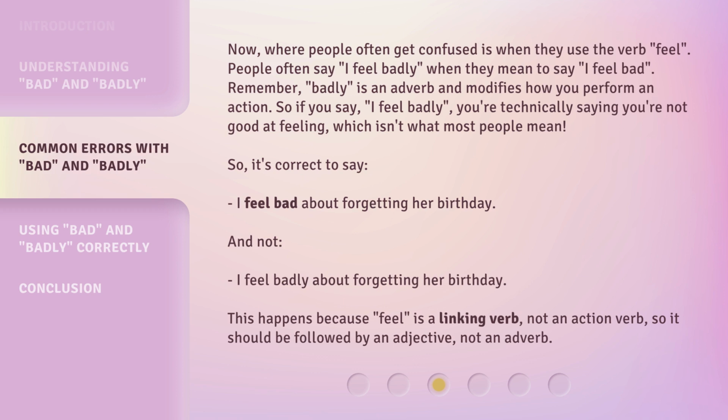Now, where people often get confused is when they use the verb feel. People often say, "I feel badly," when they mean to say, "I feel bad." Remember, badly is an adverb and modifies how you perform an action. So if you say, "I feel badly," you're technically saying you're not good at feeling, which isn't what most people mean. So, it's correct to say, "I feel bad about forgetting her birthday," and not, "I feel badly about forgetting her birthday." This happens because feel is a linking verb, not an action verb, so it should be followed by an adjective, not an adverb.